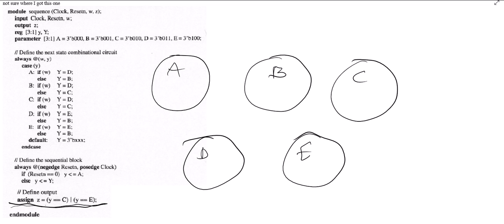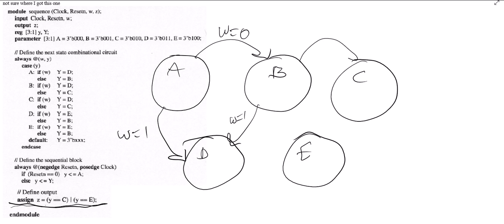If W is 1, then if we're in state A and W is 1, we go to D. If W is 0, we go to B. If we're in state B and W is 1, we go to D. If we're in state B and W is 0, we go to C.